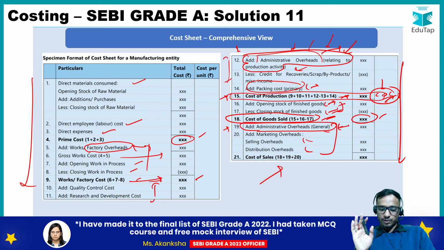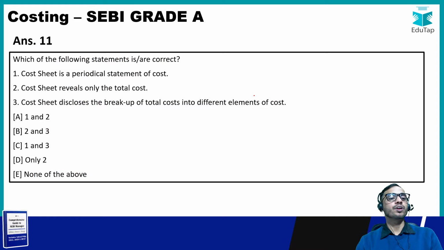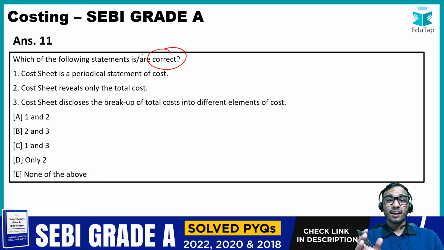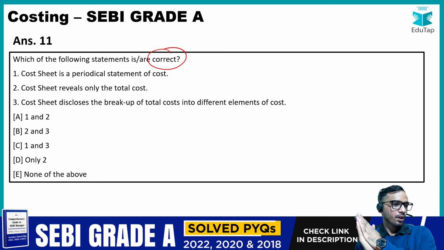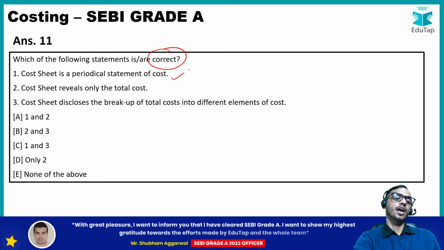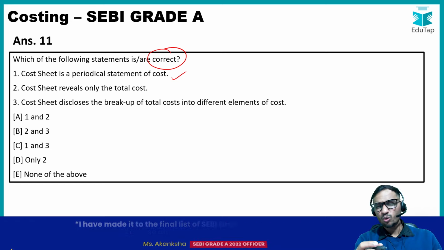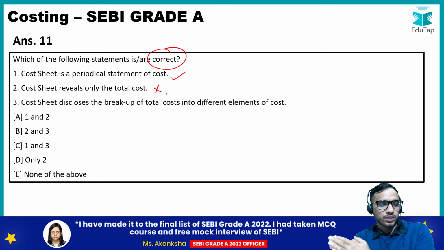Easy enough, right? Now let's come to the question again, which says which of the following statements are correct. So now we have a good idea about what is cost sheet and how we calculate total cost and how we calculate per unit cost, right? Now the first option says cost sheet is a periodical statement of cost. Absolutely correct, because it is prepared periodically. Cost sheet reveals only total cost. No, not at all. It gives you per unit cost as well.